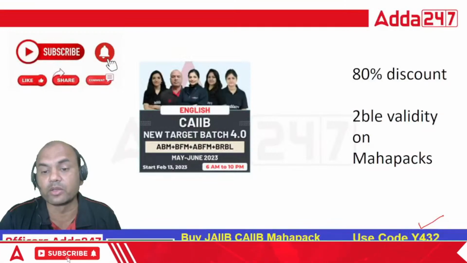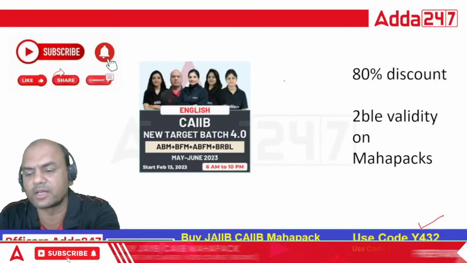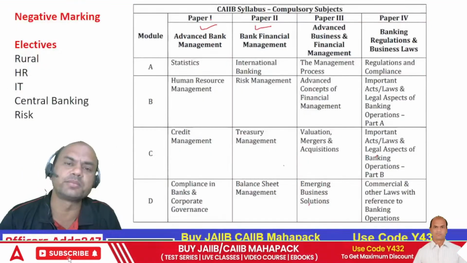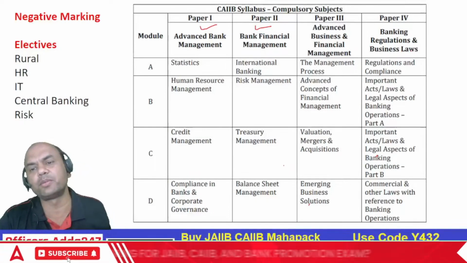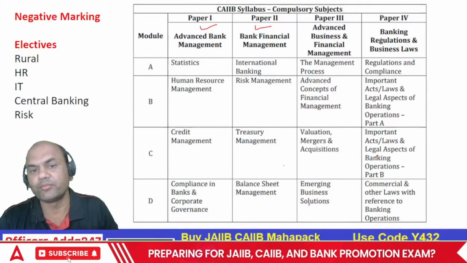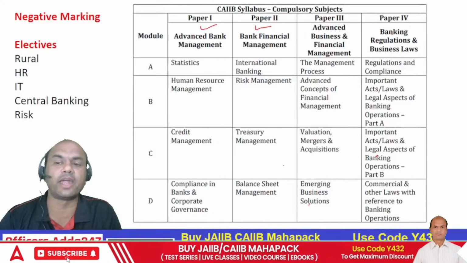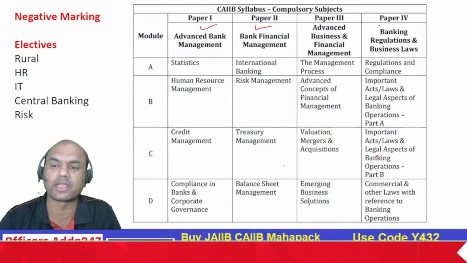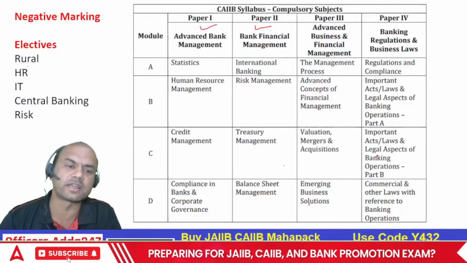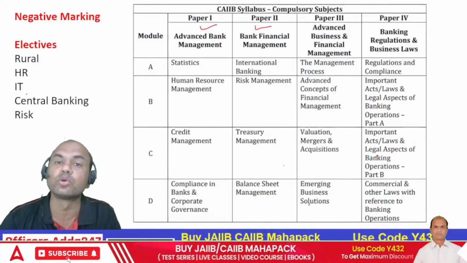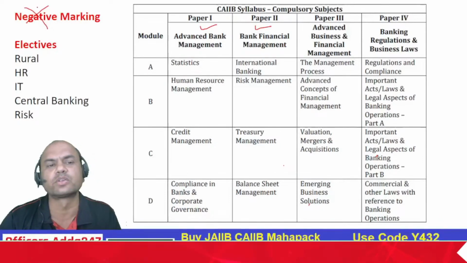Let me tell you what the new portion is. Why am I stressing on the batches? Because look at this, the new portion has 4 compulsory subjects: ABM, BFM, ABFM and BRBL. So 2 have been added new: Advanced Business and Financial Management, and Banking Regulations and Business Laws. Also electives: rural, HR, IT, central banking and risk. There is no retail elective. Negative marking has been removed now, so that's a good sign for you.